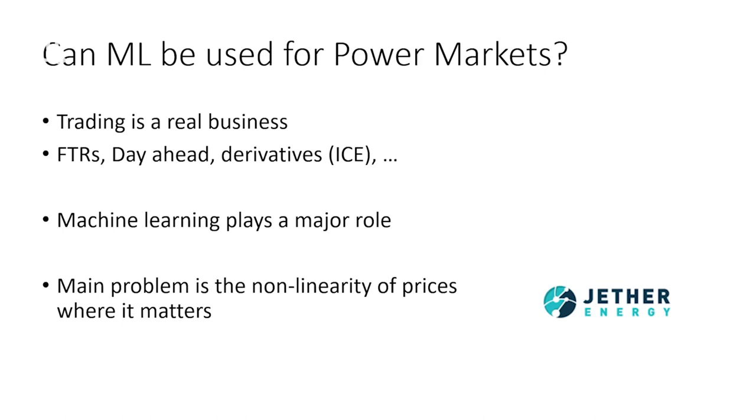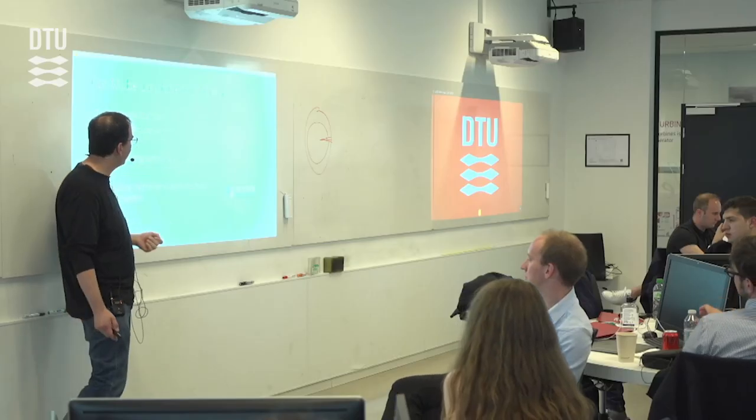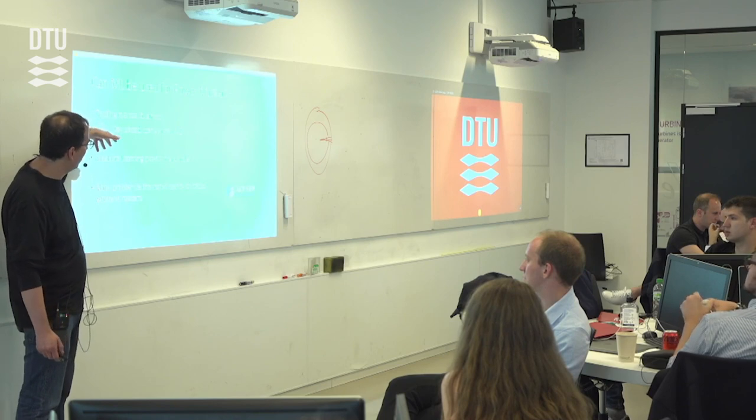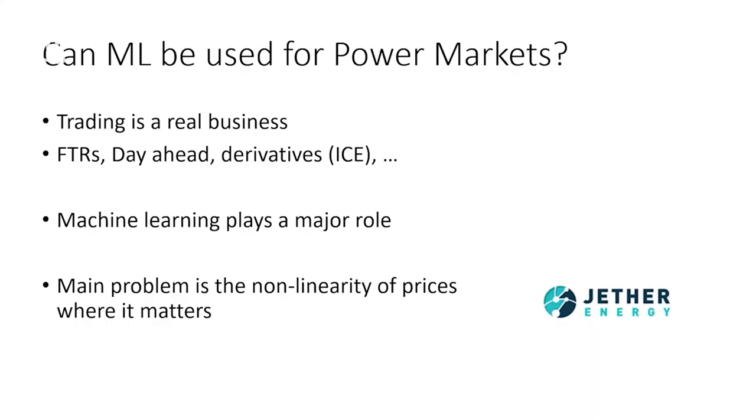There are day-ahead markets that are basically looking at the next operating day. There are financial transmission rights that look at months, even years into the future. There are derivatives in ICE and other markets. So there are different instruments. Machine learning plays a major role there, perhaps the most major role.